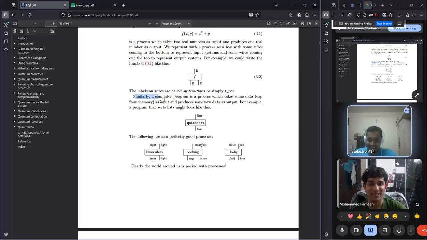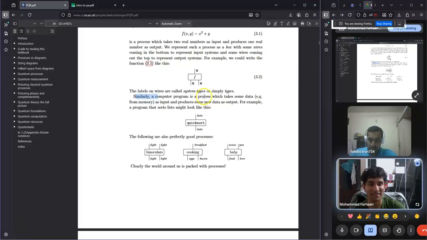Similarly, a computer program is a process which takes some data from memory as input and produces new data as output. For example, a program that sorts lists: you have a process, quicksort, and you input lists and output lists. The following are also perfectly good processes. Binoculars take light and give out light. Cooking takes your eggs and bacon and gives you breakfast. You have your baby, who you give food and love, and who gives you noise.